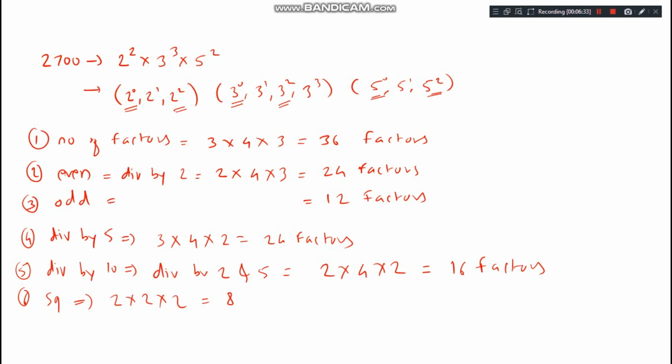So there are a total of 8 factors which are perfect squares, and the last one was perfect cubes. Now for cubes, I find the total perfect cubes in every bracket. If you check all the brackets, the first bracket has only one perfect cube, which is 2 to the power 0. The second bracket has two perfect cubes, 3 to the power 3 and 3 to the power 0, and the third bracket has only one perfect cube, which is 5 to the power 0. Now the count is 1 into 2 into 1, which means there are only two factors which are perfect cubes.